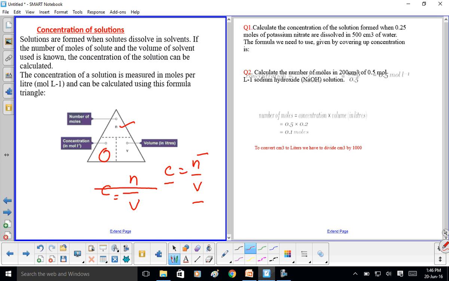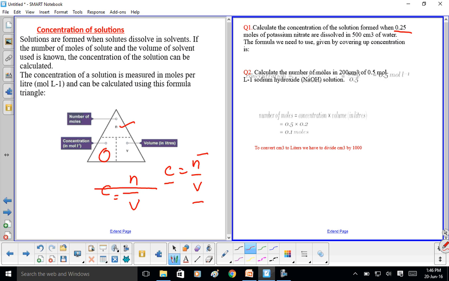For example, I have got a question. Calculate the concentration of the solution formed as 0.25 moles of potassium nitrate is dissolved in 500 centimeter cube of water. I have to calculate concentration. Easy. I know that C is equal to N by V, and I have to find C. So C is equal to the number of moles, 0.25. What is the volume?